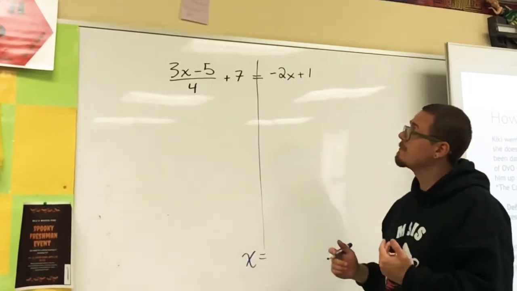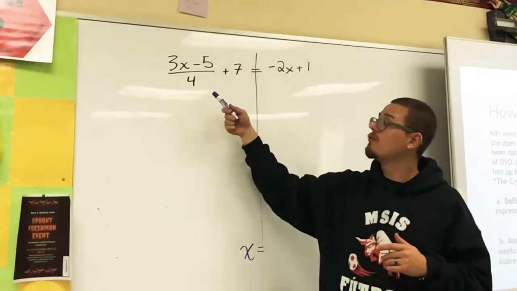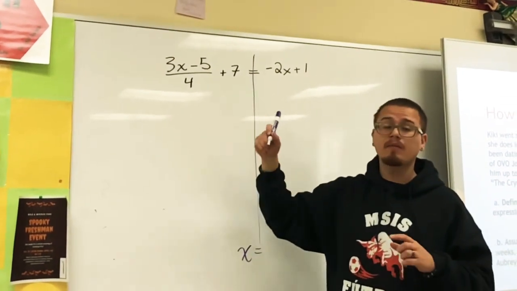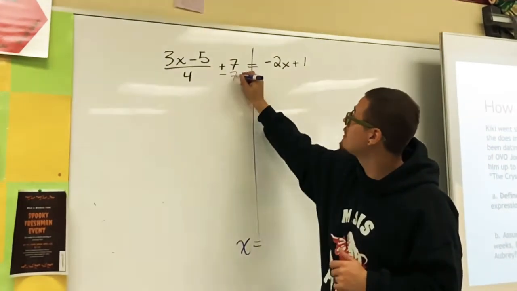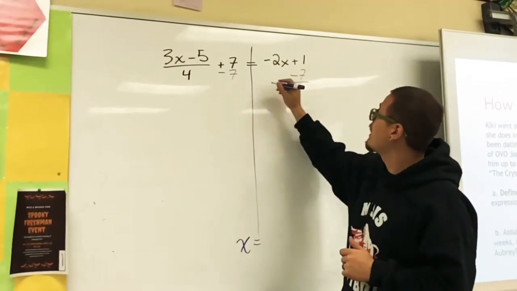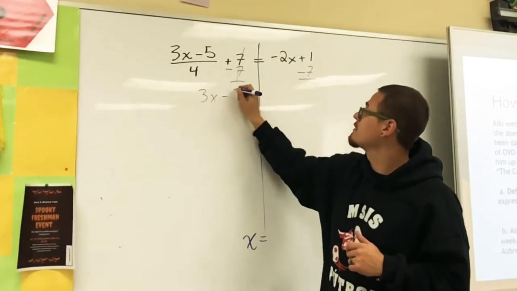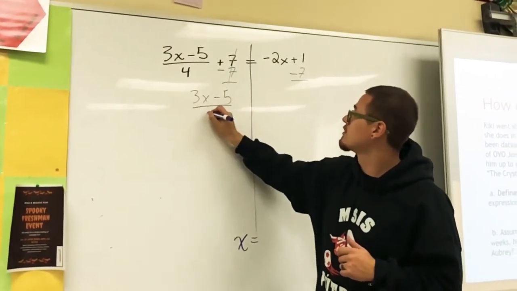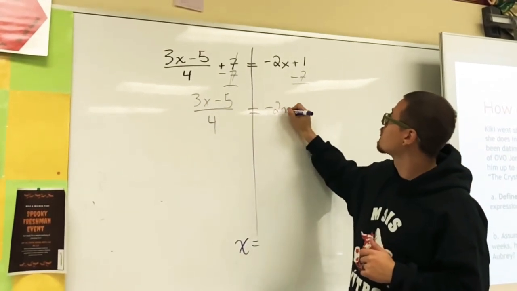Now, for this one, usually we want to get rid of division first, but because we're not dividing by the whole side, and I don't want to make a mistake with my multiplication, I'm going to get rid of the 7 first. And so that's a +7. I'm going to subtract 7 from the left side and the right side because we've got to keep it balanced. And we're going to get (3x minus 5) divided by 4 equals -2x, and then it's 1 minus 7.